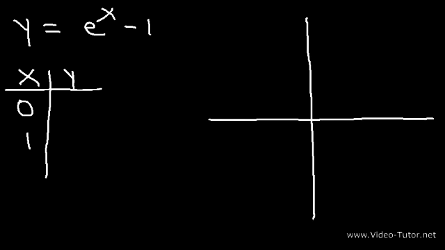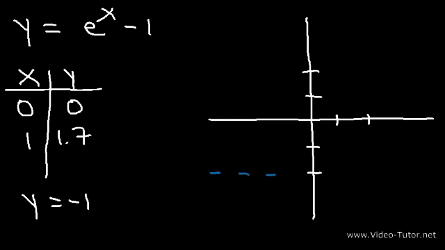When x is 0, y will be equal to 0. E to the 0 is 1, 1 minus 1 is 0. Now when x is 1, what is the value of y? E to the first power, which is e, that's 2.7. 2.7 minus 1 is 1.7. And the last thing we need is the horizontal asymptote, which is y is equal to -1. So we have plenty of information to graph the function at this point.